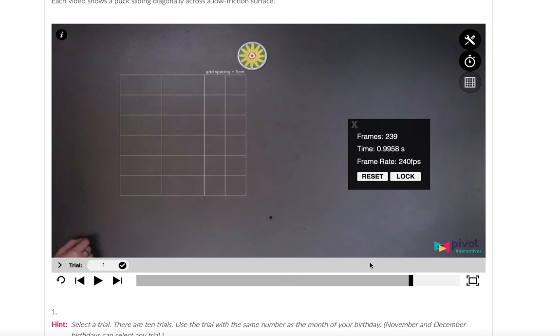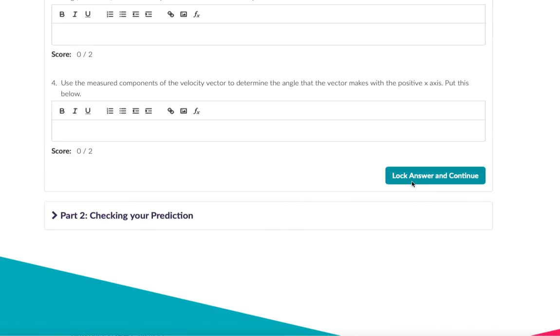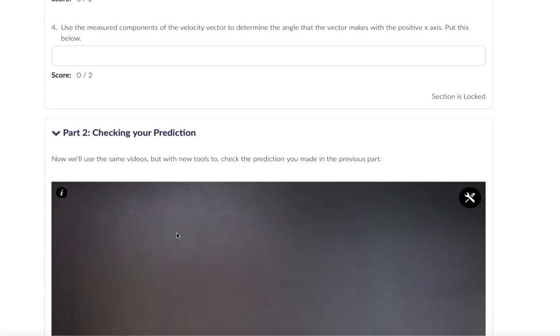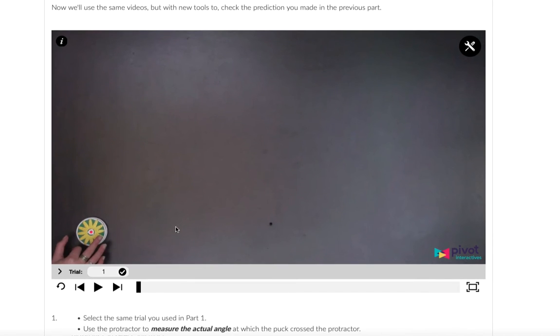So that would be how you would measure the velocity in the x and the y direction as a function of time in the first portion of this. And then you would have to enter your answers and continue. Then you could go ahead and you would have tested your prediction.